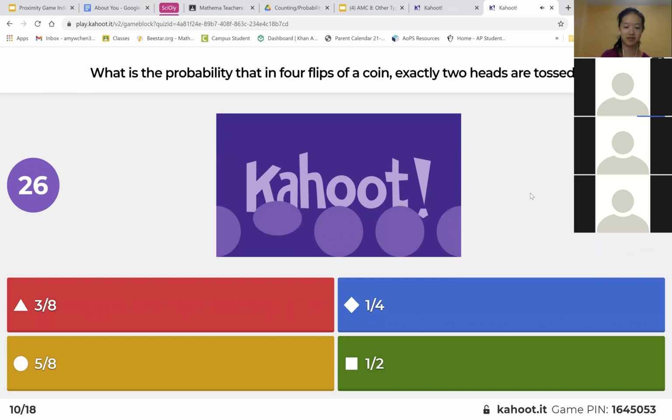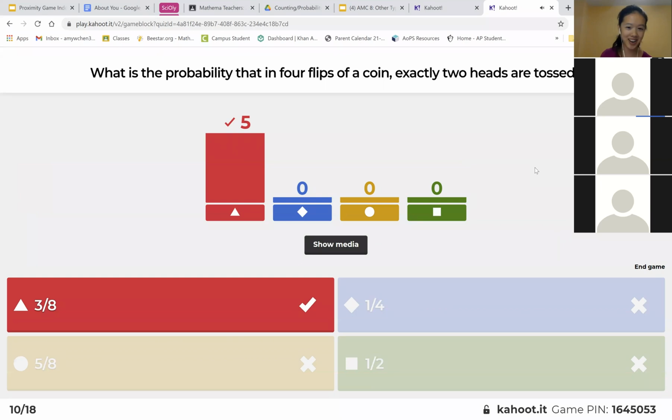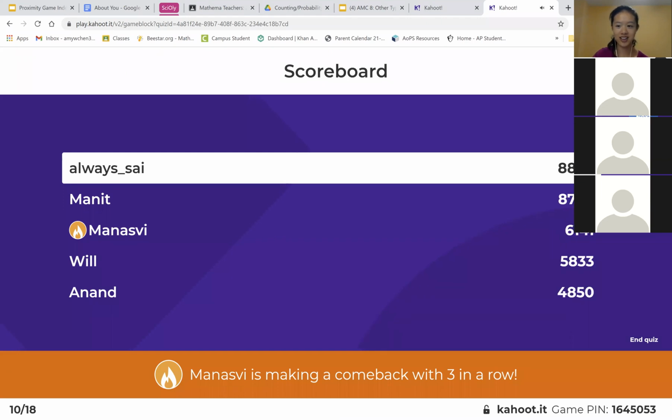I wrote this question. Oh wow, all the answers came in at almost the same time. Oh my gosh, all 5 of you. Actually, I think there's 6 people, but that's okay. 4 flips, 2 heads. Yep, 6 ways to do that divided by 16, so that's 3/8. Nice.